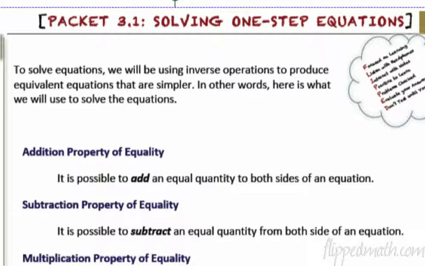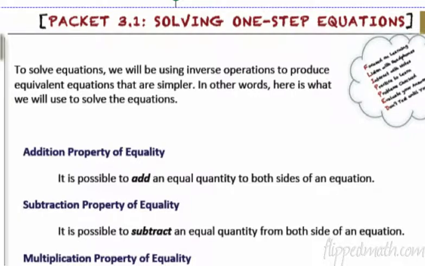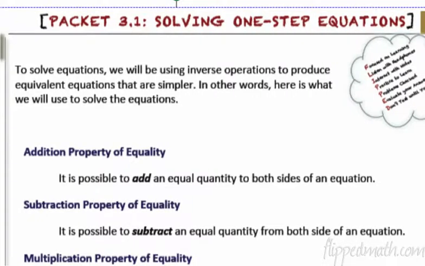Anyways, what we're going to do in this unit is learn how to solve one-step equations. And to do that, we're going to use our properties of equality. On your notes, there's 1, 2, 3, 4 properties of equality. The first one's the addition property, and that basically says that you can take any equation and add the same thing to both sides of the equation. Subtraction property, you can subtract the same thing from both sides of the equation. It's the same for multiplication and it's the same for division.